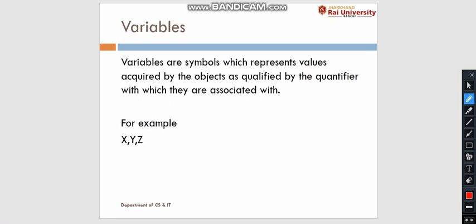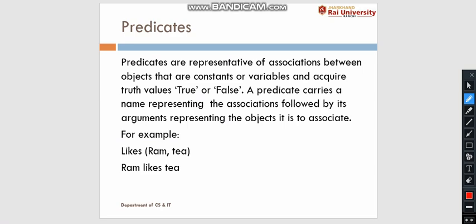Now next we have a variable. Variables are the symbols which represent values acquired by the objects, as qualified by the quantifier with which they are associated. Actually, variables are those symbols which are acquired by the objects. For example, x, y, z are variables.